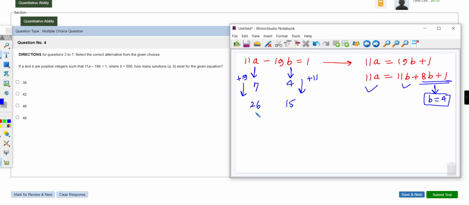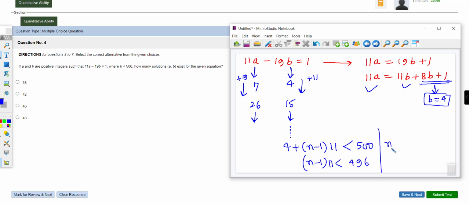So a will always remain positive, b will always remain positive, but the condition is on b. b has to be less than 500. So over here, after a few terms, the nth term is going to be how much? First term 4 plus n minus 1 into the value of d, which is 11. This value is going to be less than 500. So n minus 1 into 11 should be less than 496. So n minus 1 should be less than 496 divided by 11.